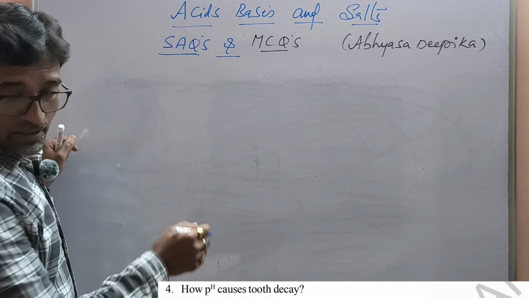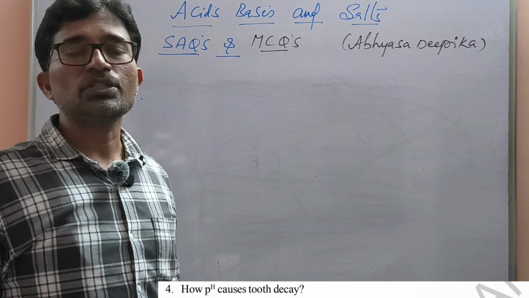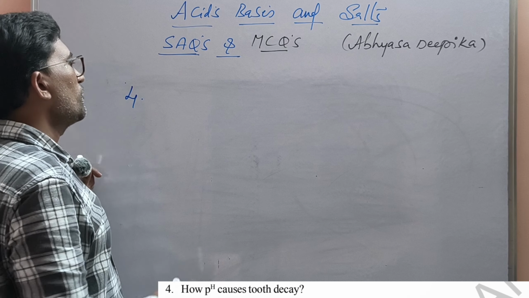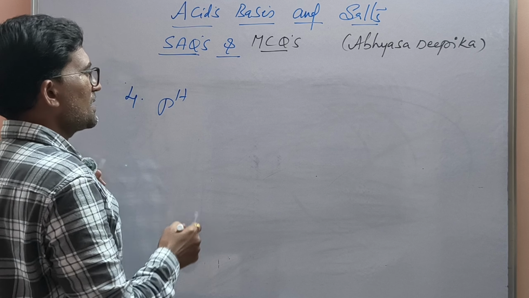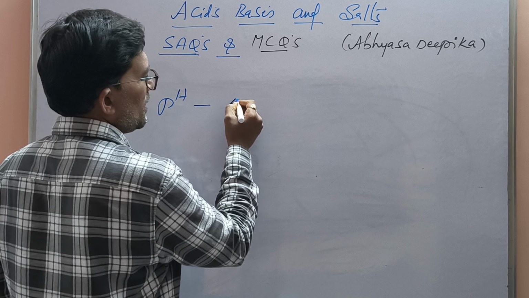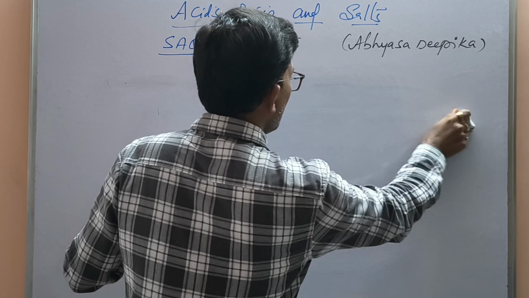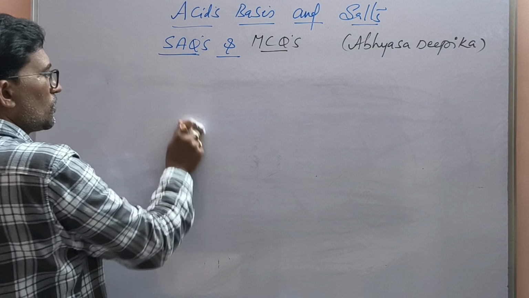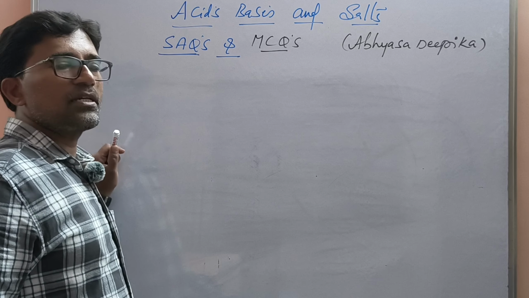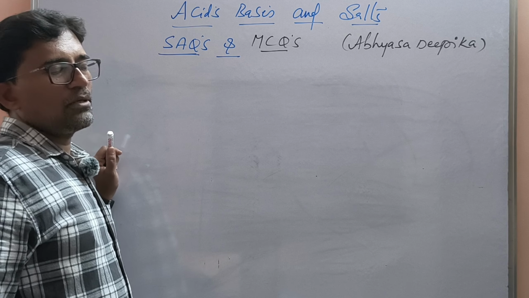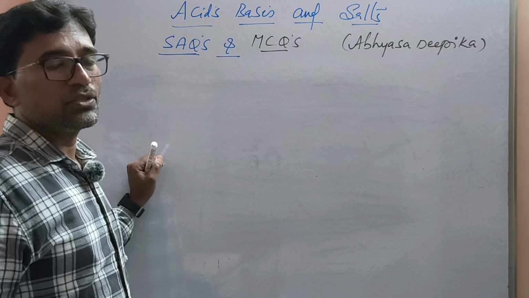The fourth question is, what is the limit of the pH which causes tooth decay? When the pH value is less than 5.5, it causes tooth decay. Sir, how can we control that tooth decay? You have to use a paste which is basic in nature. By using pastes which are basic in nature, we can control tooth decay.